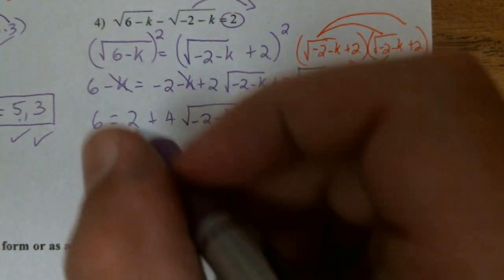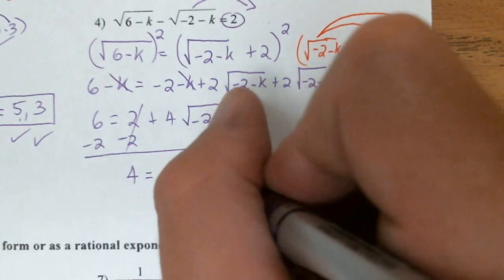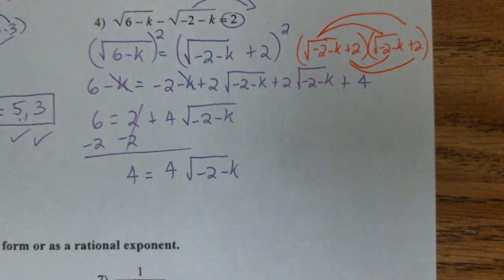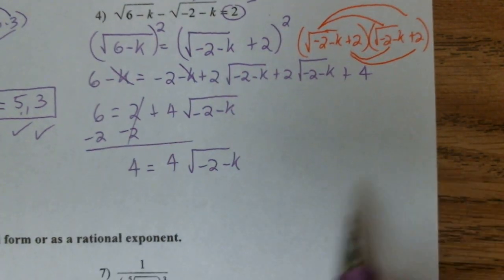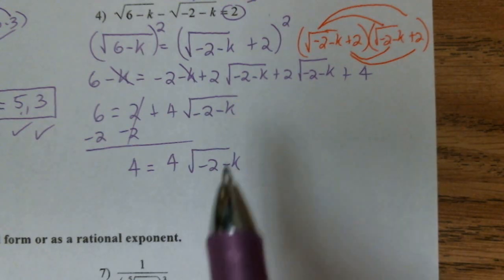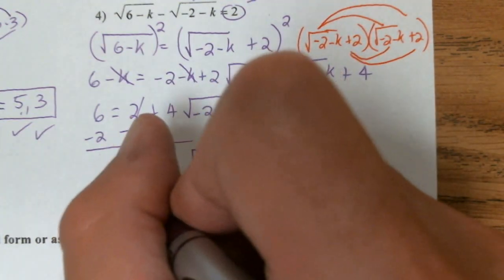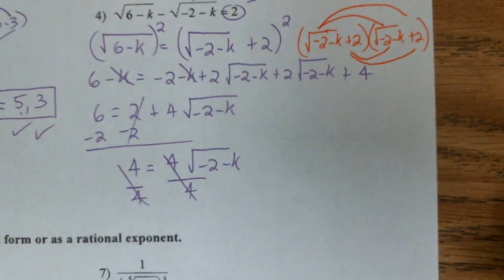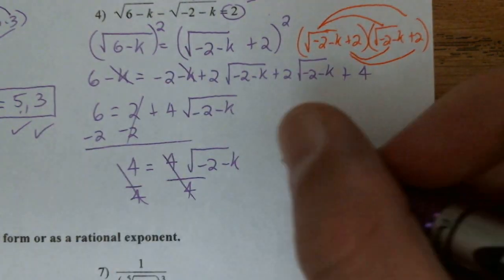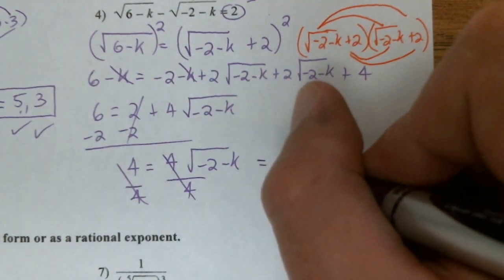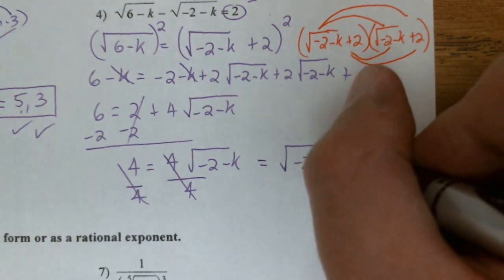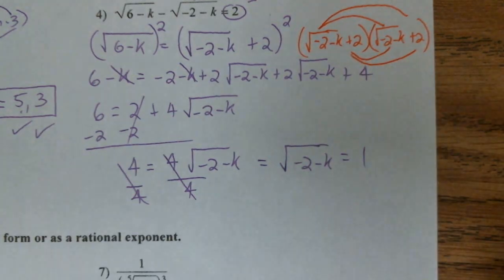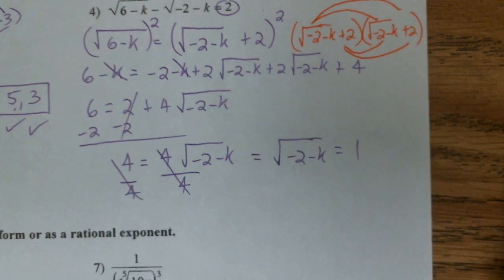All right, now let's go ahead and move the 2 to the other side. 4 equals 4 times the square root of negative 2 minus k. Now I still need to isolate this guy, get it by itself. That means I need to divide both sides by 4. And then everything just cancels, and I'm left with a 1 on the left. So I'll have the square root of negative 2 minus k equals 1. 4 over 4 is just 1.